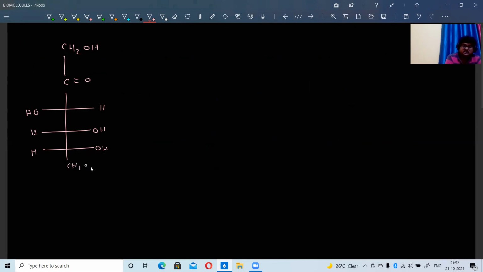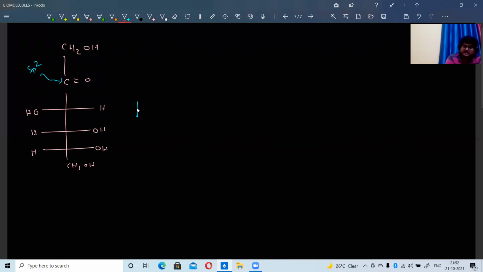Now, look at the fructose case. Its structure looks this way: CH2OH, C double bonded O. The next carbon has OH, H, OH, OH, H, H, CH2OH. Is it clear? This is about the fructose case. Any doubt? Is this stuff clear? Now, in this case, this one is an sp2 carbon, so nucleophilic attack takes place at this particular position.